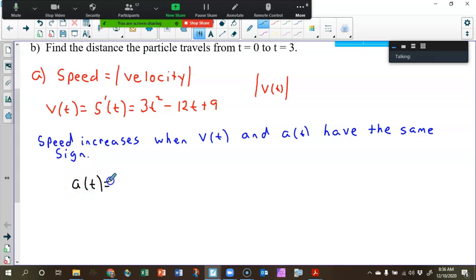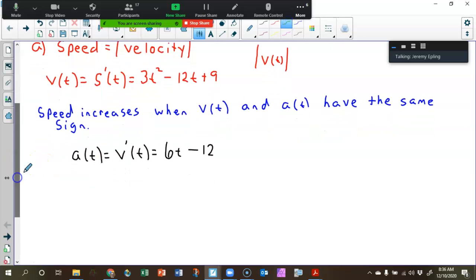Acceleration is the derivative of velocity, the second derivative of position. The derivative of 3t squared is 6t. The derivative of negative 12t is negative 12, and the derivative of 9 is 0. I need to know the signs, the positives and negatives, of these two functions. And so what I really want to know first is, when are these equal to 0?